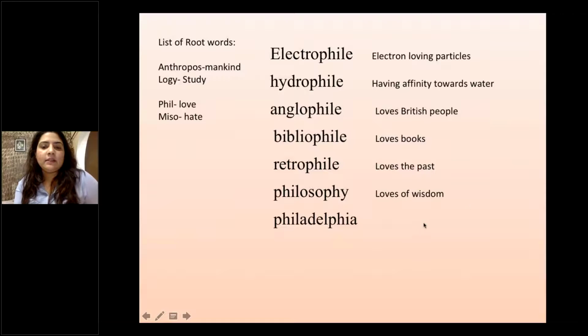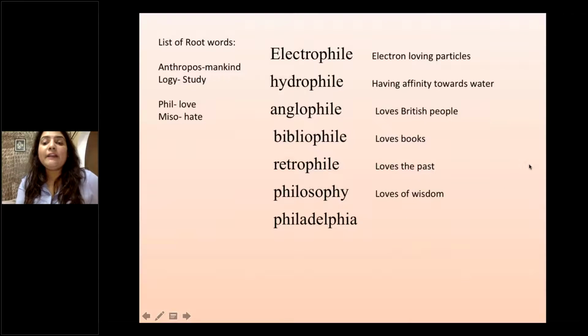Let's see the next one. Philadelphia. Urvashi also says knowledge, but see, that's what I'm saying. Wisdom is knowledge plus experience. So obviously, you would definitely prefer knowledge and experience both. So wise. Okay.